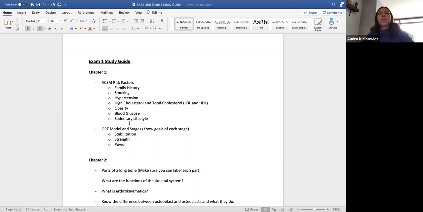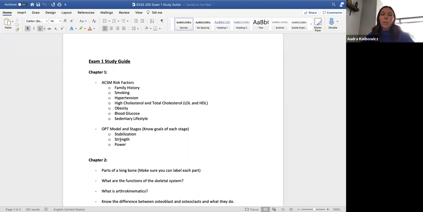Okay. So then obviously look over your OPT model. Make sure you look at each of the 3 phases. So stabilization, strength, and power. Know what each stage, what you're actually looking to do in that stage, okay? Obviously the test is multiple choice, so it's not gonna ask you to write it out, okay? So you'll be able to pick it out of multiple choice, but you have to know what they're asking.